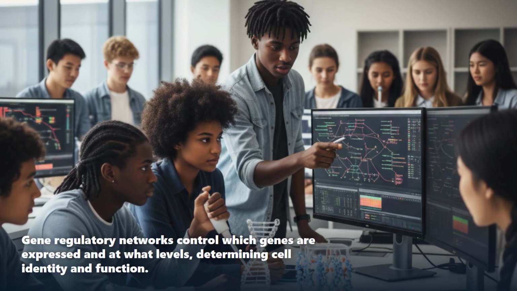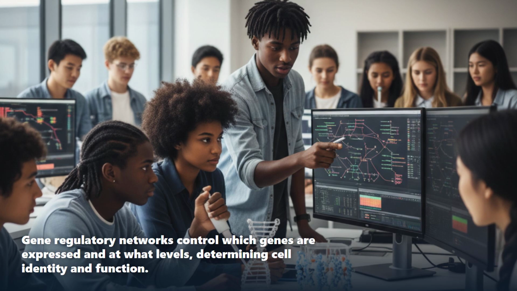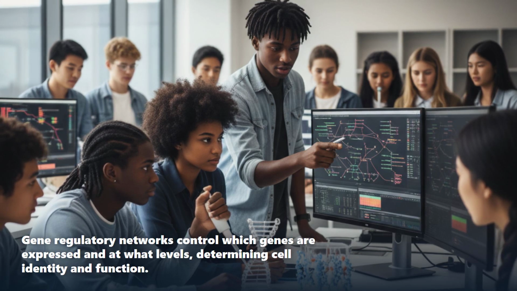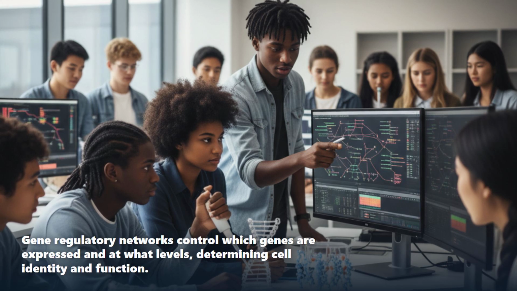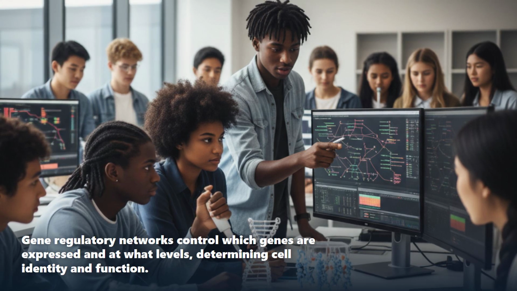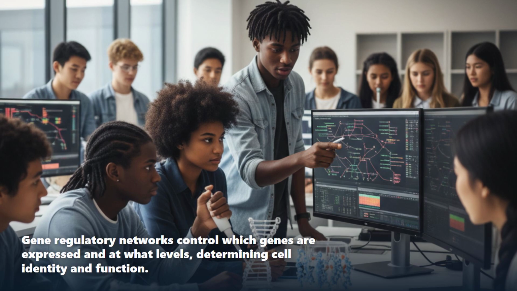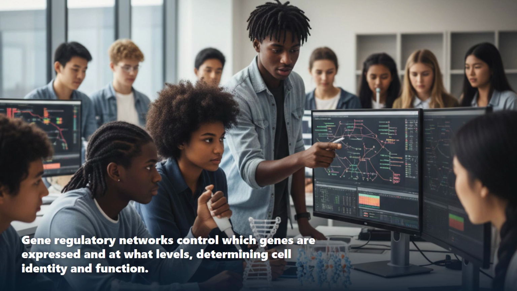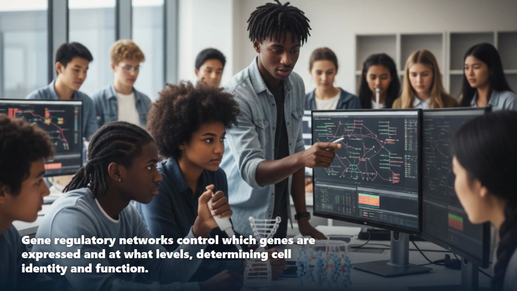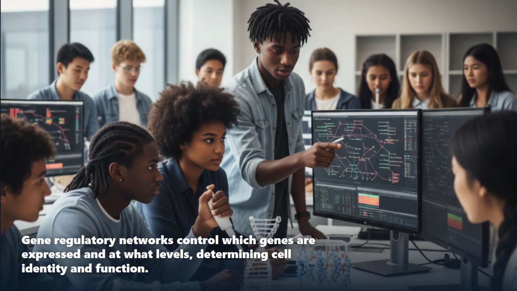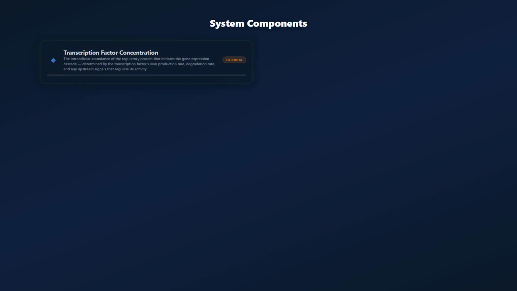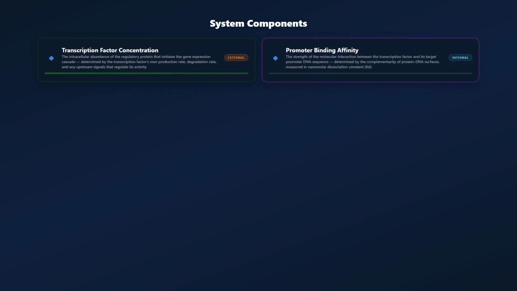The mRNA then needs to be translated into a functional protein, a process influenced by ribosome availability and the mRNA's own stability. Finally, the protein itself can send feedback signals, creating complex regulatory loops that maintain cellular balance. Our gene regulatory network system has 10 key components.